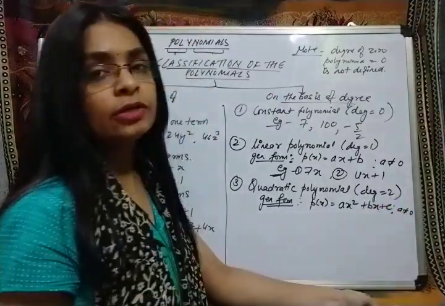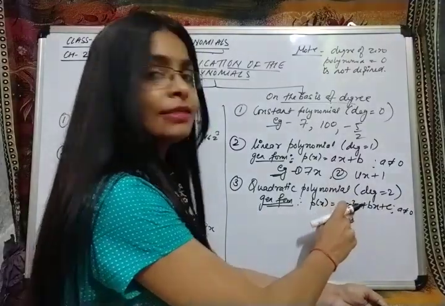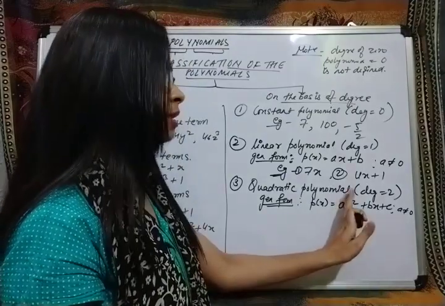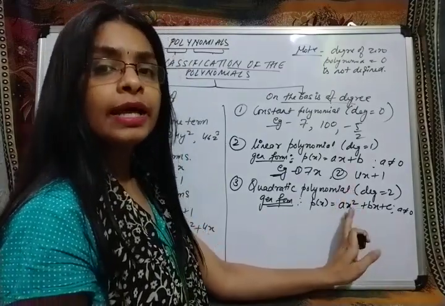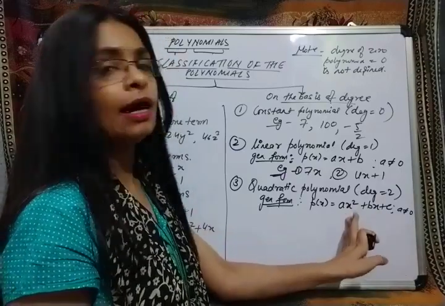And a can't be equal to 0. As simple, if a becomes 0, then this term ax square will become 0. So the degree will not be 2, then the degree will be 1. So a can't be 0. B can be 0, C can be 0. But a can't be 0.